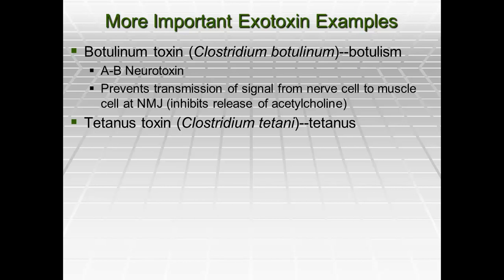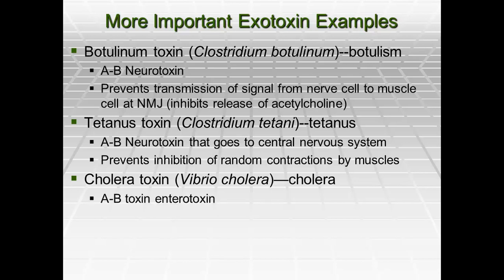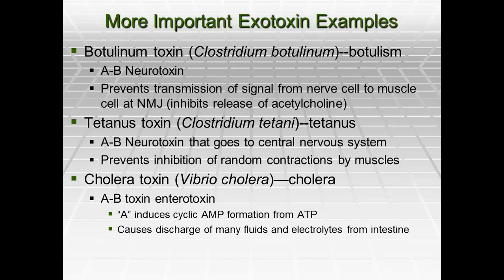Tetanus toxin, caused by Clostridium tetani, which causes tetanus, is also an AB neurotoxin, but this one goes to the central nervous system and prevents the inhibition of random contractions by the muscles. The cholera toxin, from Vibrio cholerae, also known as cholera, is an AB enterotoxin, and basically A induces cyclic AMP formation from ATP. This causes the discharge of many fluids and electrolytes from the intestine. And this particular toxin is very heat sensitive.